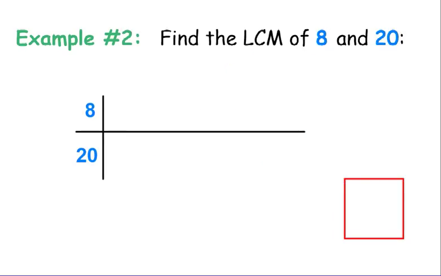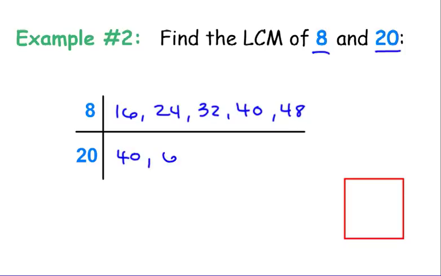Okay, let's do example number 2. So I'm going to find the LCM of 8 and 20. So let's list out the multiples. 8, 16, 24, 32, 40, 48. I'm going to stop there. Now let's do 20. 20, 40, 60, 80, and 100. And we'll stop there. Now, do we have any numbers in common? Well, I have a 40 and I have a 40. And that's my lowest match. So I'm going to put 40 as my answer.